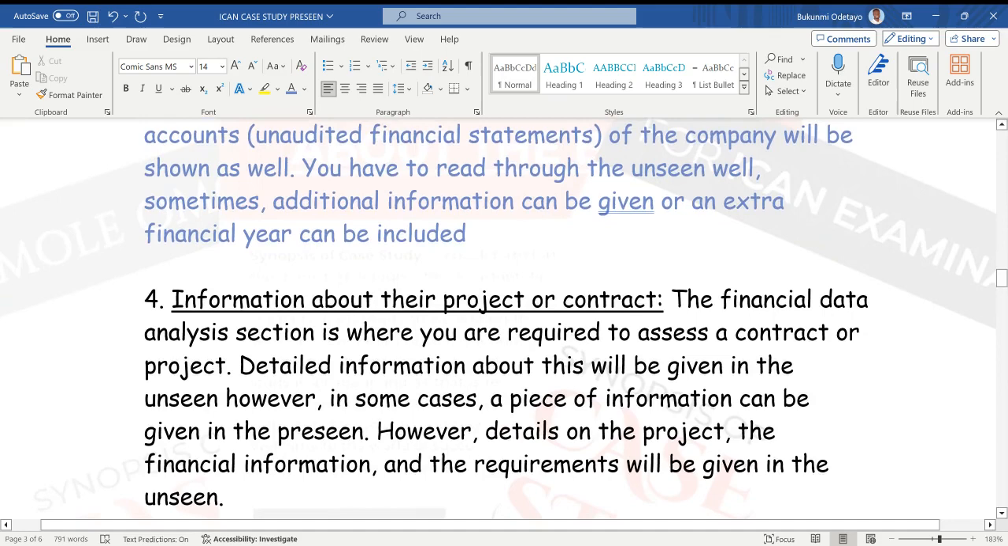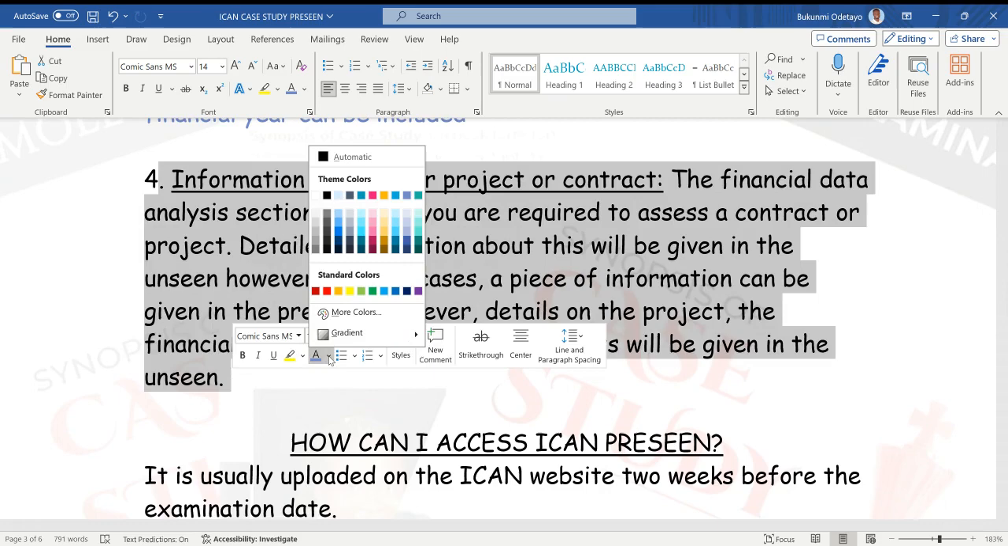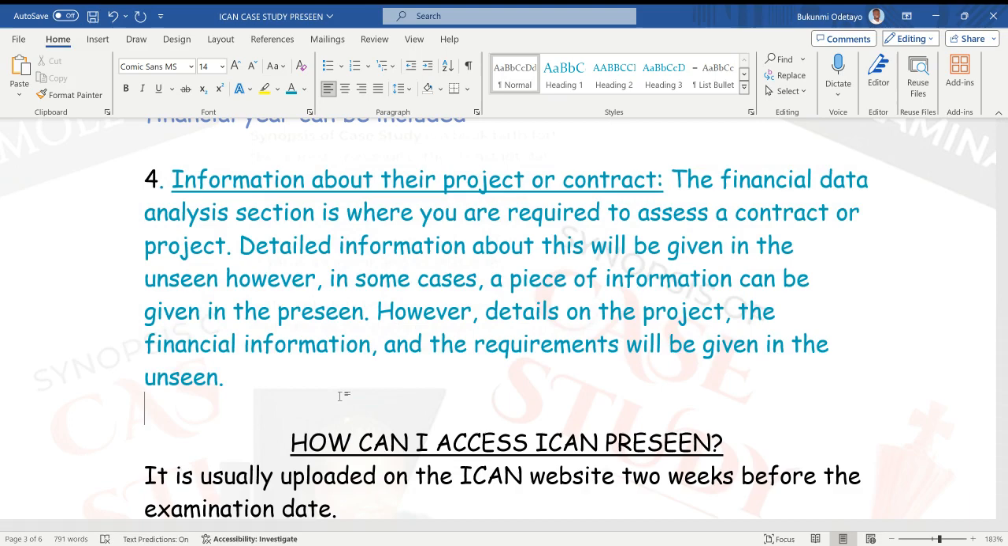So that's the financials. They'll give information about the financials. And then in some cases, they'll give information about the contract or the project. Now, the contract or the project is the financial data analysis. Most times, detailed information about the financial data analysis will be given to you in the unseen. But in some cases, they'll just mention something, probably give a correspondence or an additional exhibit and say, oh, the company is considering a project from the federal government, to accept a contract from the federal government, or from XYZ, something like that. You understand? So they'll just give you an idea of the financial data analysis, but it's not always the case.